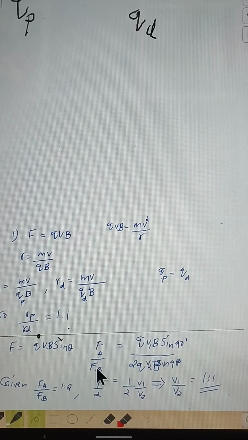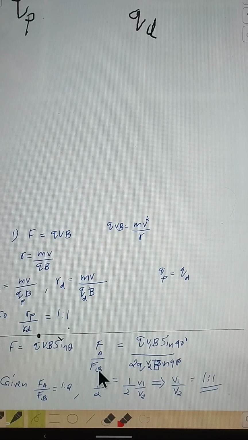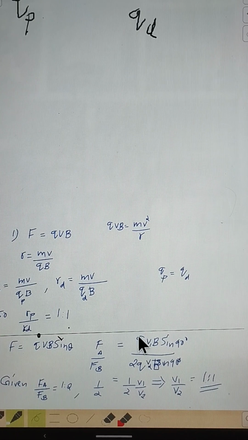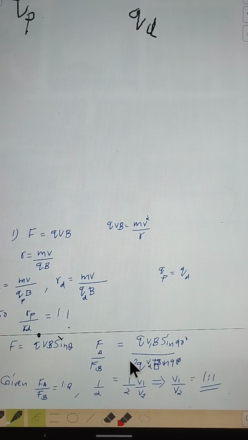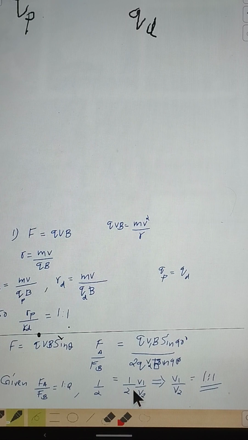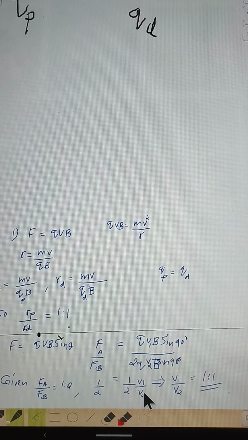This ratio is given as 1:2 in the question, Fa by Fb is 1:2. So 1/2 is equal to, here q will be cancelled, B will be cancelled, and sin 90 also will be cancelled. What is remaining? The ratio 1/2 is equal to v1 by v2 into 1/2. The q cancels, then that 1/2 factor is coming there. So half is equal to half into v1 by v2. So what should v1 by v2 be? 1:1.